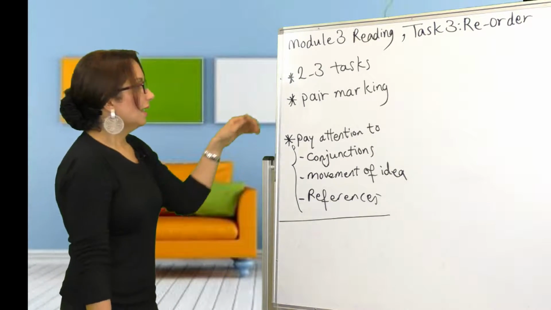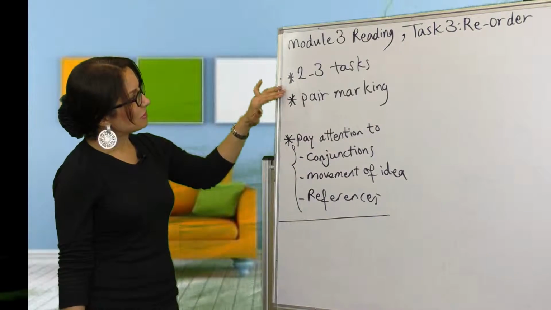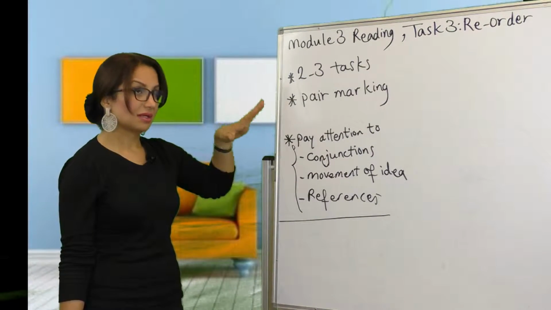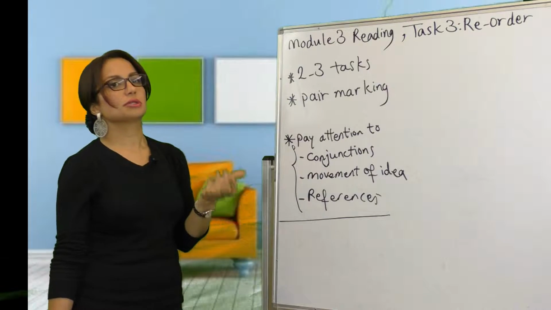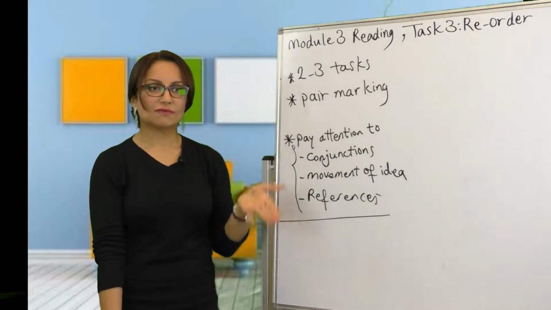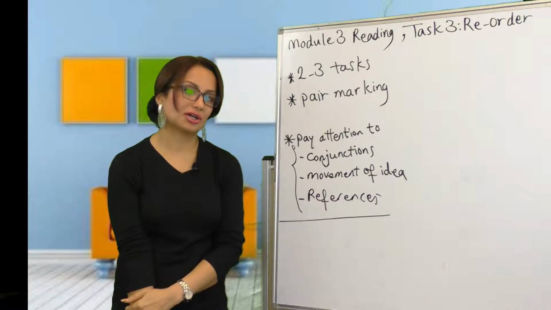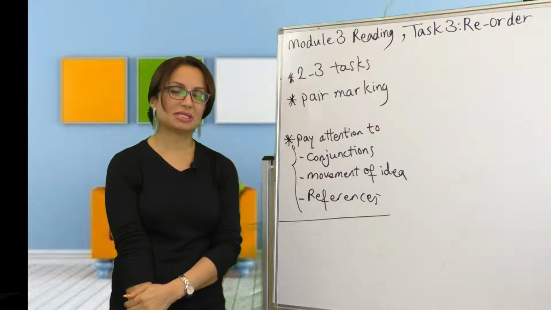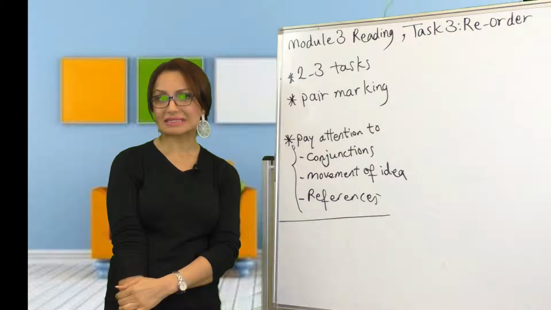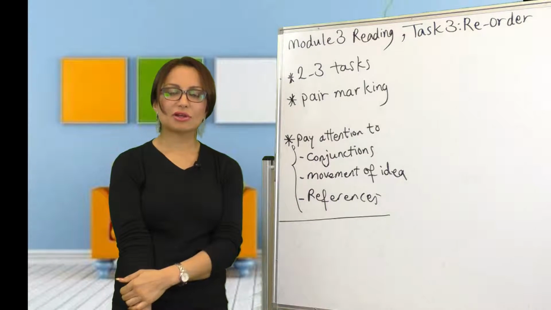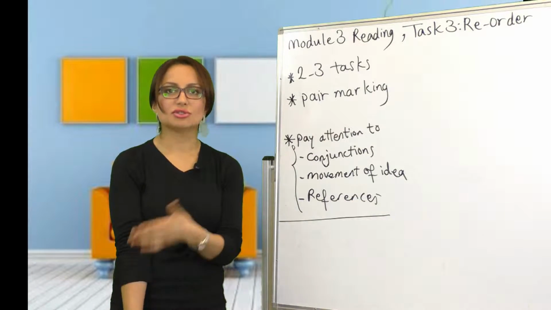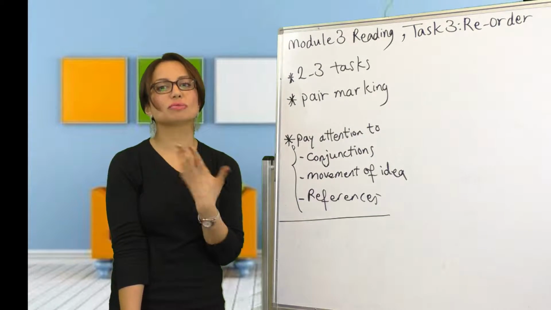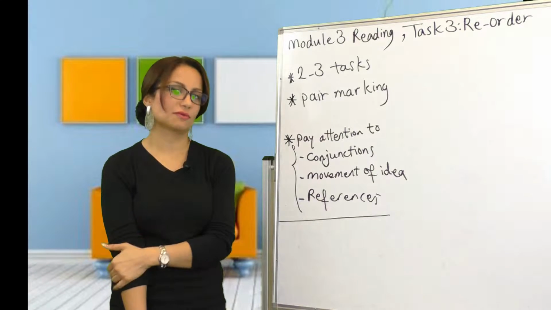Now, for this part, you may be given 2 to 3 tasks. Generally, reorder means a set of sentences which are not in the correct order. You may be given 5 sentences. Together they make a paragraph, but the order is not correct. You need to put them in the correct order to make it a paragraph. This is the whole purpose of reorder.